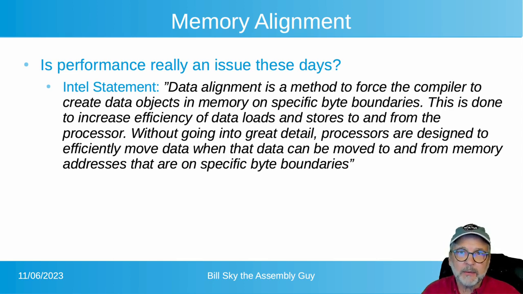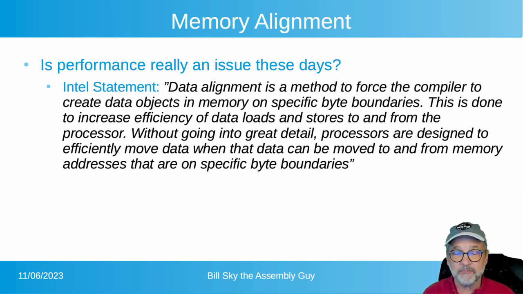So when you're getting ready to publish a program and it's not compiled, it's assembled, take a look at it and say, maybe I could get a little bit more performance out of this if I align it. An Intel statement basically here is data alignment is a method to force the compiler to create data objects in memory on specific byte boundaries. This is done to increase the efficiency of data loads and stores to and from the processor. That's something I didn't mention. If you have memory also that's aligned, saving data from the CPU to memory is also increased in performance.